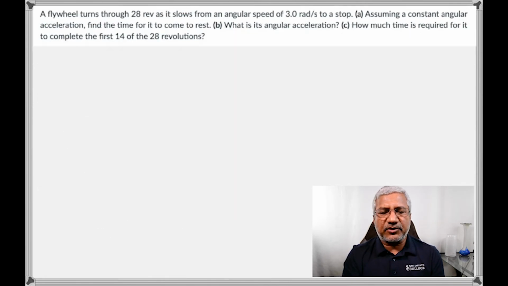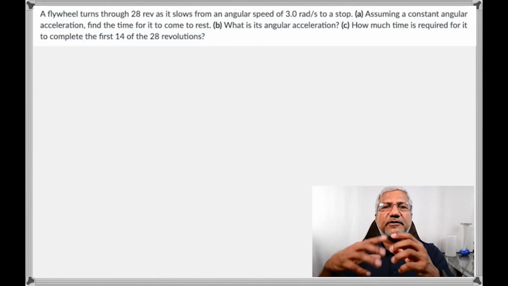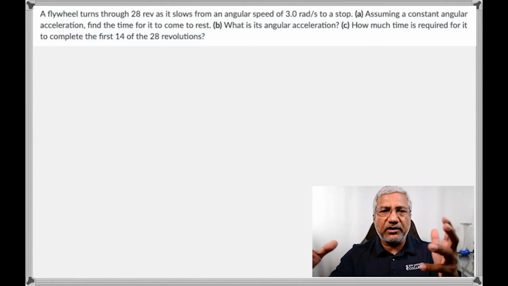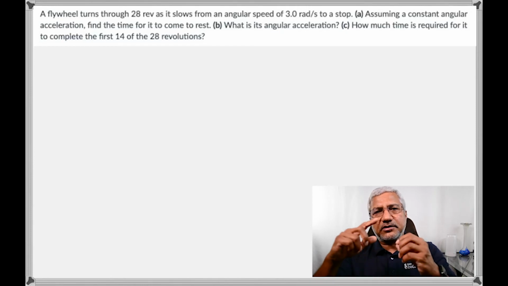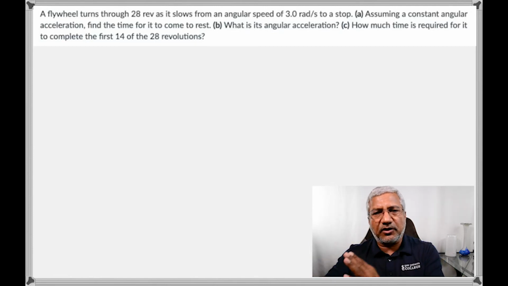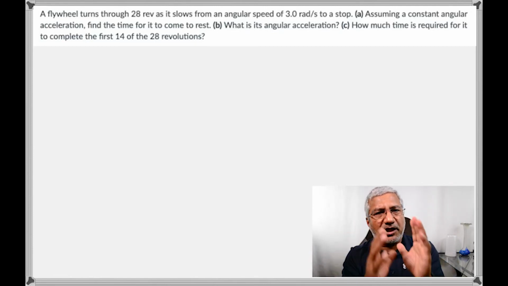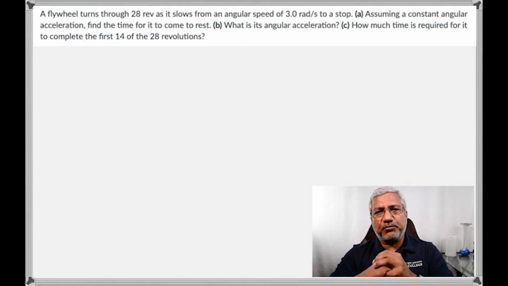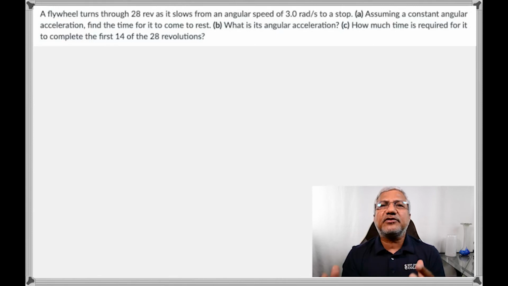Let's move to this next question. The next question is, a flywheel turns through 28 revolutions. So it turns 28 times as it slows from an angular speed of 3.0 radians per second to a stop. So the flywheel is stopping. But in stopping, it's making 28 revolutions before it stops. Just like a car, after you apply brakes, it'll move a certain distance before it stops. Same thing. But the problem here is that we'll have to change the revolutions into angle, theta.